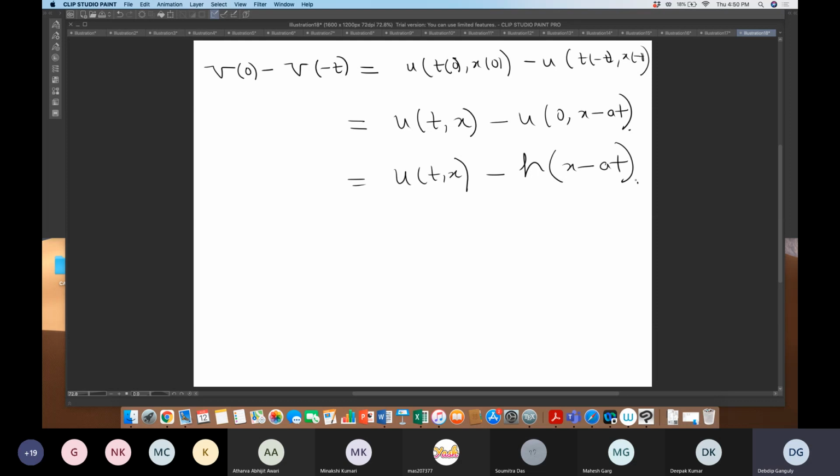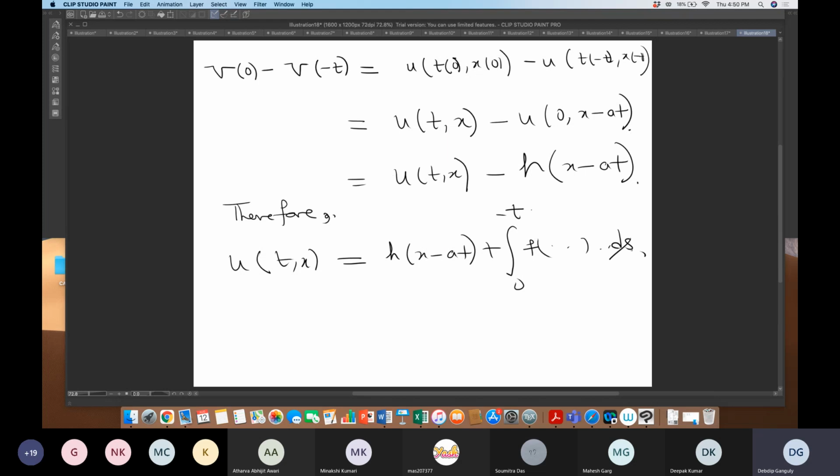Okay, clear? Therefore, U of T, X is equal to H of X minus AT plus the integral from 0 to minus T of f. Because if it were 0, this term would not be there. Only the homogeneous part would remain. Since it's a non-homogeneous problem, you have this part. Is it clear or not? Nothing, you just compute and you will see.